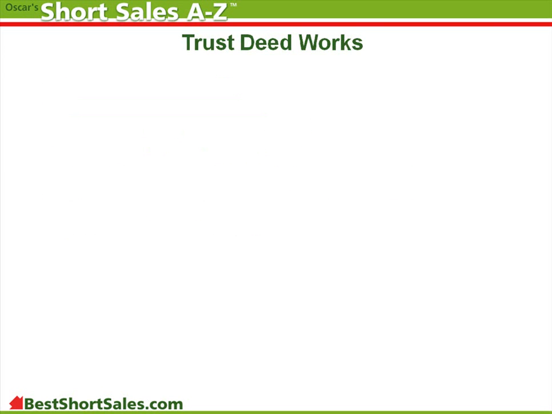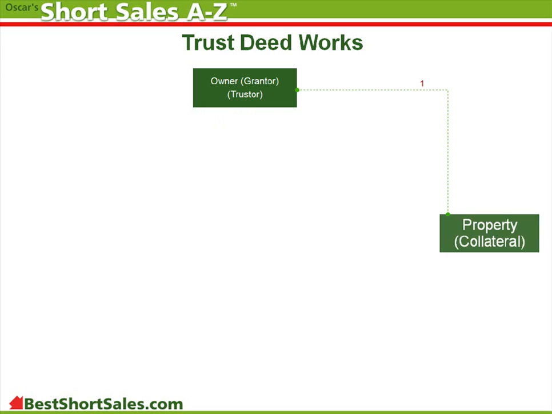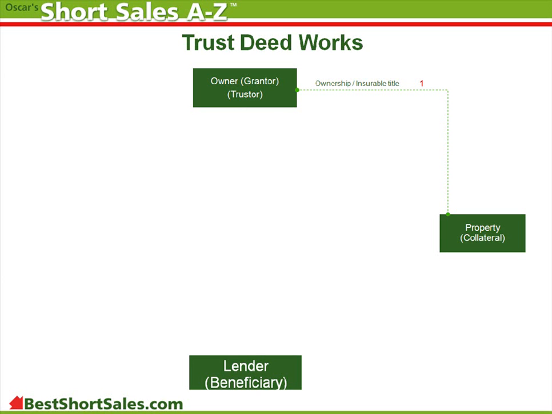Workings of a trust deed. These are the workings of a trust deed. There is a property owner. From now on, this person will be the trustor and grantor. This person owns a property to be used as collateral. The property belongs to the owner. As a premise, the owner must have title insurance or insurable title. The owner will get a loan from a lender. From now on, the lender will be the beneficiary.